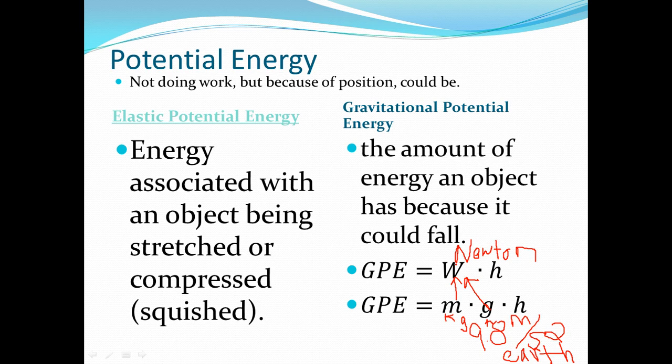So if you see a capital N, you're going to use the weight times the height. And if you see kilogram and you know that it's on Earth, you're going to do mass times 9.8 times the height. So what this means is that if an object is heavier, has more mass, and you're going to drop it, it's going to have more potential energy. Or if you drop it from a higher height, it's going to have more potential energy.